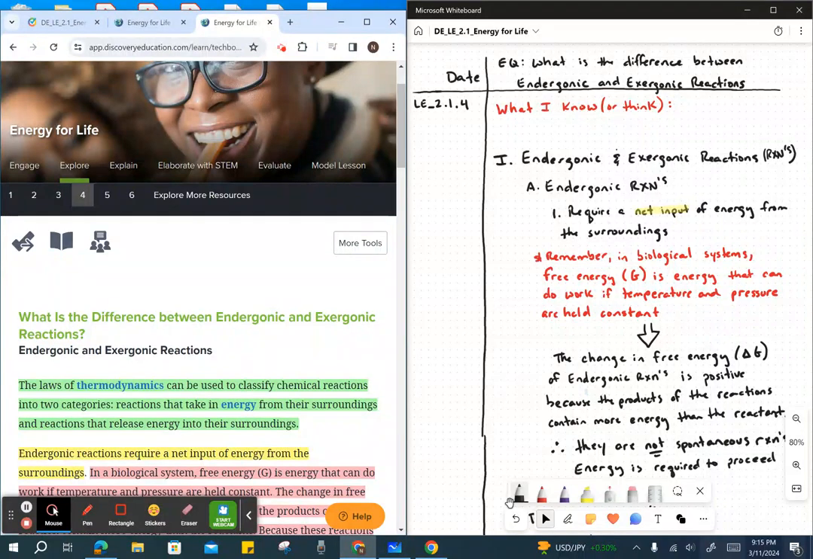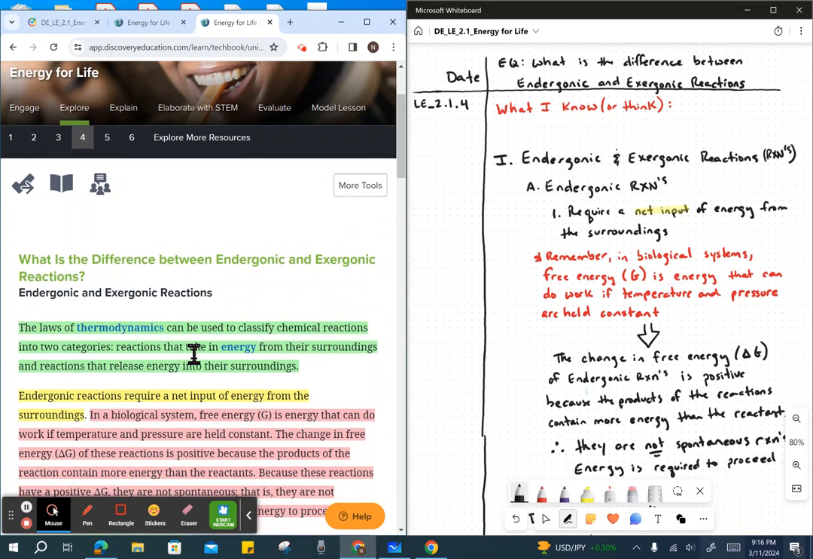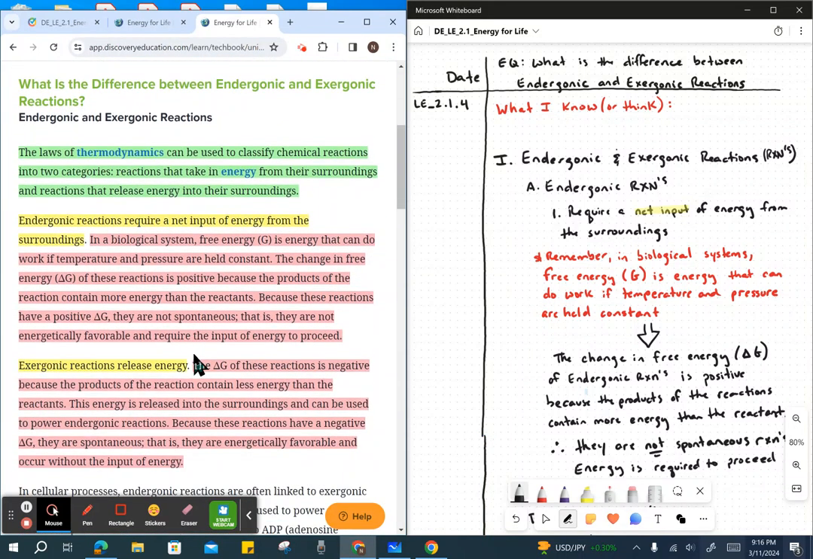Okay. Explore number 4, energy for life. The essential question: what is the difference between endergonic and exergonic reactions? So go ahead and write that out there. This comes from Living Earth 2.1.4. That's explore number 4. And tell me what you know. Tell me what you think. Pause the video there.